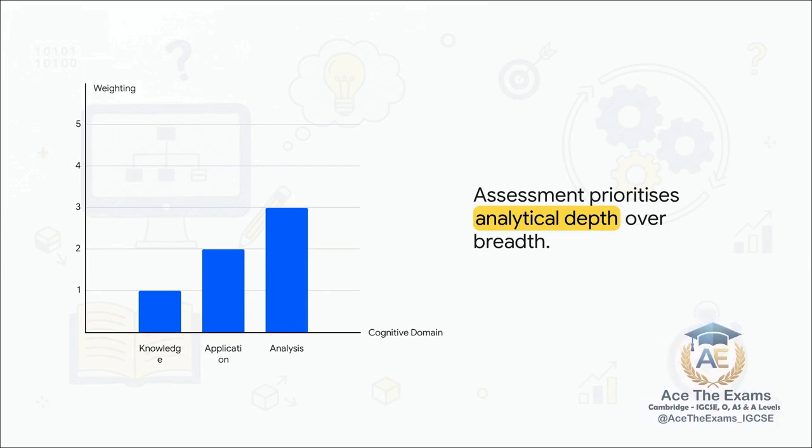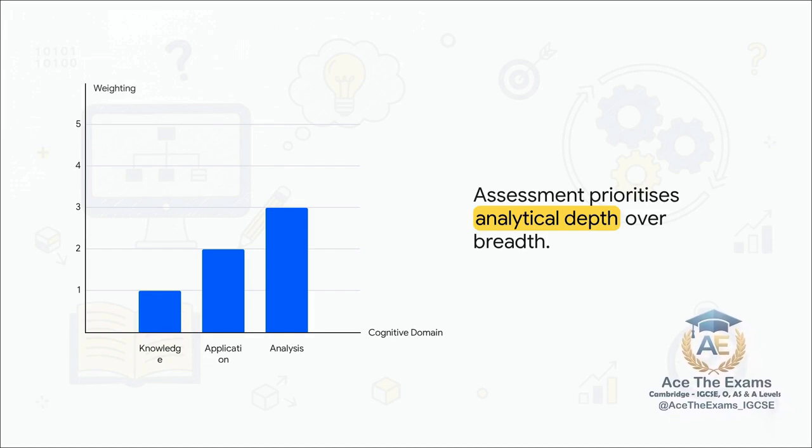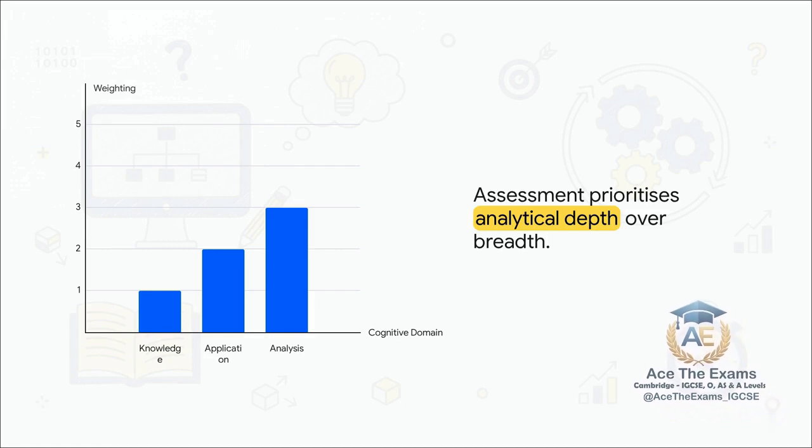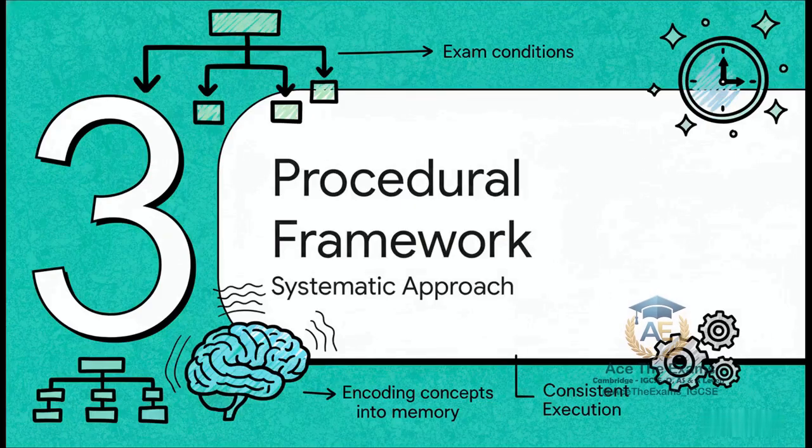They honestly don't just care if you can define what a file-based system is. They want to see if you can apply that knowledge to our hospital scenario and analyze its severe limitations compared to a relational database. Sam missed this completely by rushing and just defining terms. Your revision needs to reflect this hierarchy. You need to spend less time memorizing and way more time analyzing. Let's move to Section 3, the procedural framework.